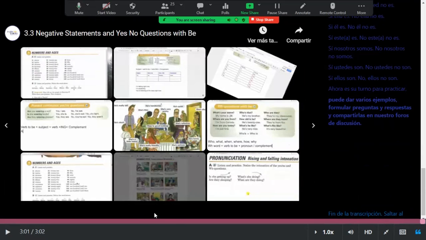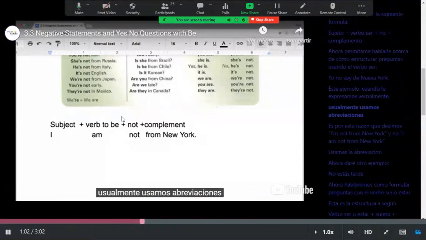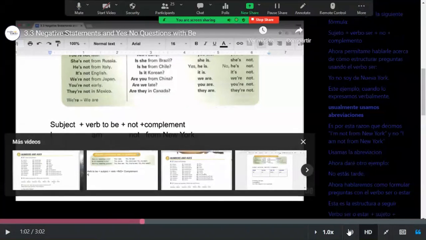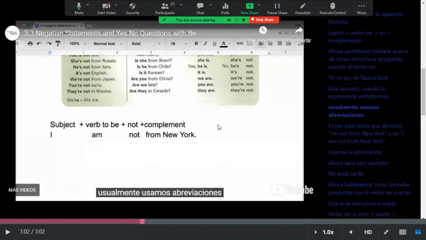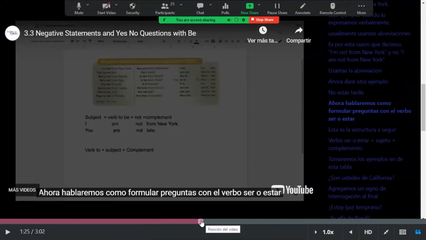Okay, now it's our turn, guys. In this case, we are learning negative statements. If you follow this formula, right? Subject, verb to be, the negation word, not. Repeat, not. Not. Not. Not. And then you use the complement. Okay.